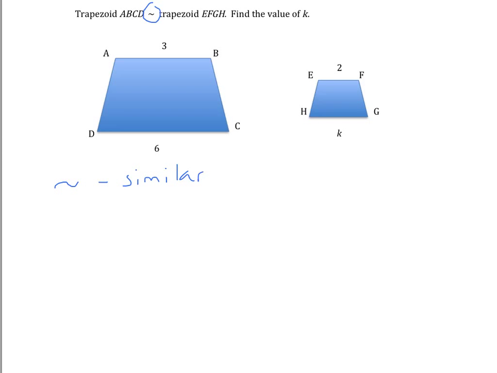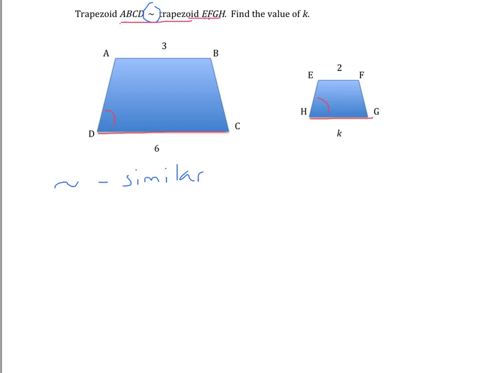Similar figures have corresponding angles and corresponding sides. So here, angle D corresponds to angle H, and side DC corresponds to side HG. And I can look at the initial problem, and it tells me that point A corresponds to E, point B corresponds to point F, and so on. So it's easy to see what sides correspond with each other.